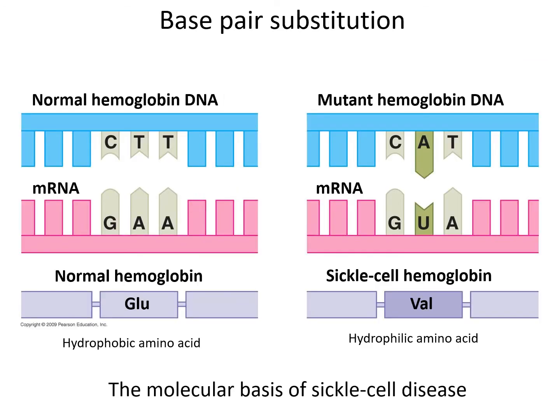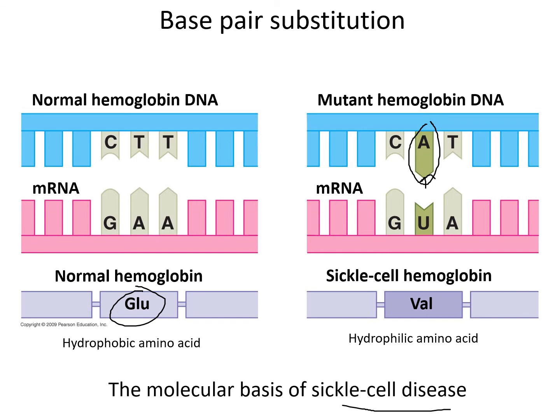So this is a base pair substitution. You start with, this actually is the basis of sickle cell disease. The normal hemoglobin, CTT, the mRNA would be GAA, corresponding to that. And so the normal hemoglobin would make leucine here. However, in the mutation, it's just one point mutation. You see there's just one change of a base here.